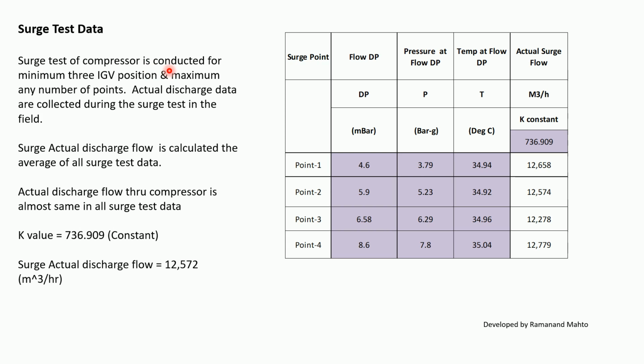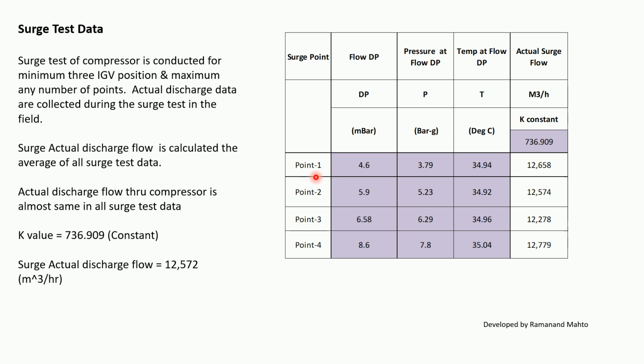Surge test data. The surge test of the compressor is conducted for a minimum of 3 IGV positions, up to any number of points. Actual discharge data are collected during the surge test in the field. Surge actual discharge flow is calculated by taking the average of all the surge test data. Actual discharge flow through the compressor is almost the same in all surge test data. The K value is 736.909, which is calculated based on the flow element device and pressure, temperature and dp. Surge actual discharge flow is 12,570 by taking the average of all the surge points. So these are the sample for the test.